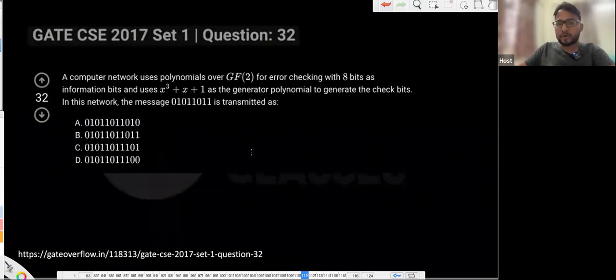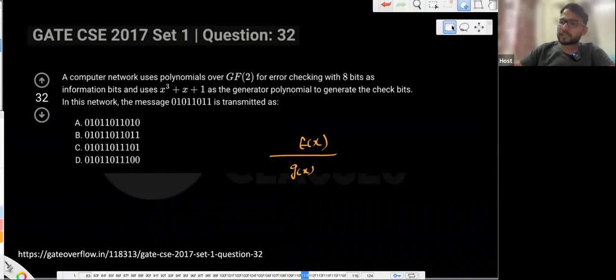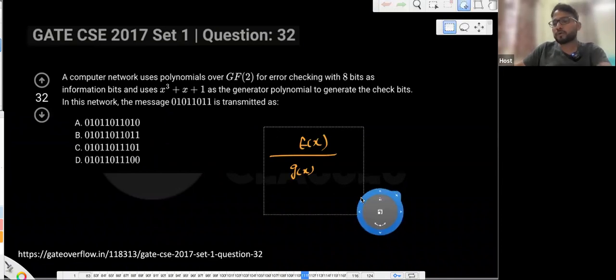Actually, this particular CRC analysis is easy. You just need to check whether this generator is able to divide your error or not. If it is able to divide, it is a bad generator. Otherwise, it is a good generator for those errors.